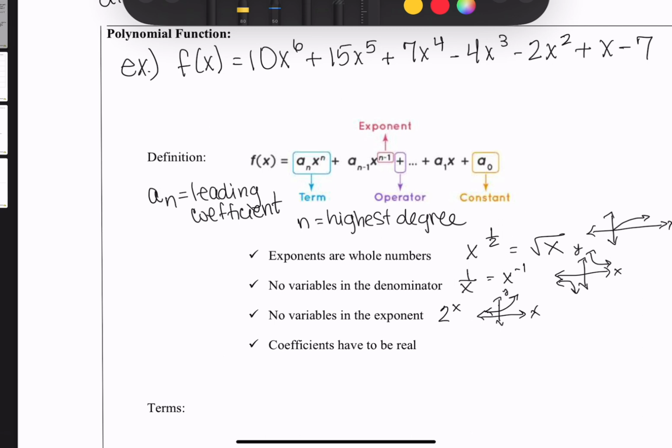And then, of course, our coefficients have to be real, because if they're imaginary, then we can't even graph these in the real coordinate plane. Okay, so those are some important rules to keep in mind when you are identifying whether or not a function is in fact a polynomial function. And we're going to learn about all these other functions over here that are not polynomial functions in the future, so don't worry about that.